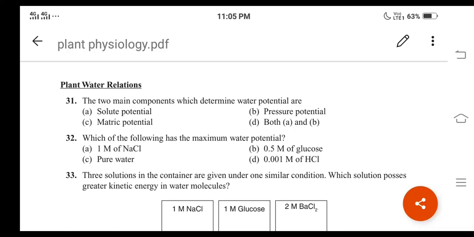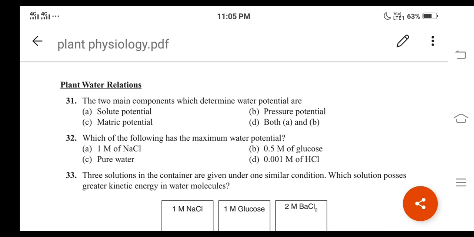Dear students, let us continue with the discussion of multiple choice questions on the chapter transport in plants. In the previous YouTube class, I have discussed 30 bits, and let us move on to the next question, in plant water relations.